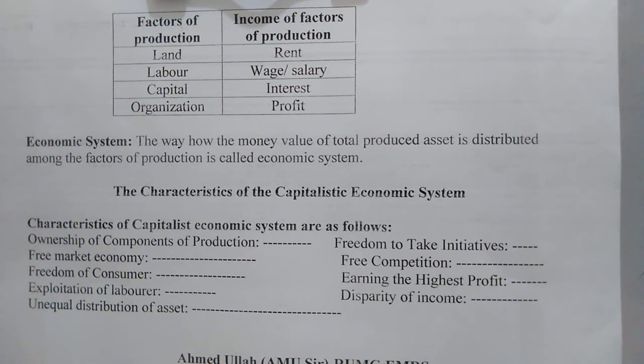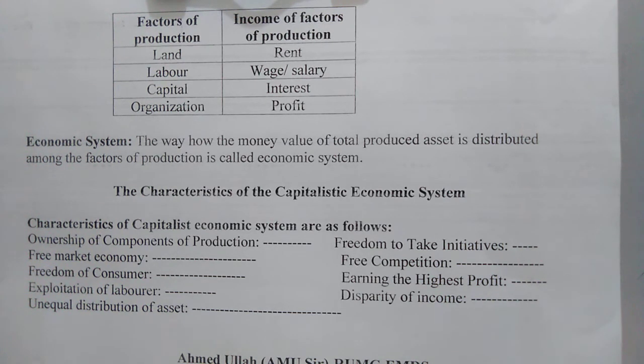Then free competition. Any individual or any person can take initiative to produce any goods or services in the capitalist economic system. So there are many producers for the same goods, and free competition continues among the producers in the capitalist system. The price of goods is determined through the competition between the producer or seller and the buyer. That is, price is fixed in the bargaining between the producer and the buyers in the capitalist economic system.